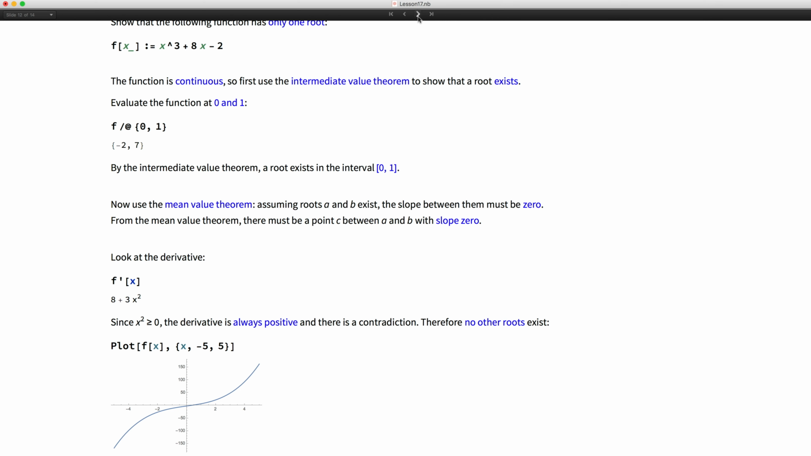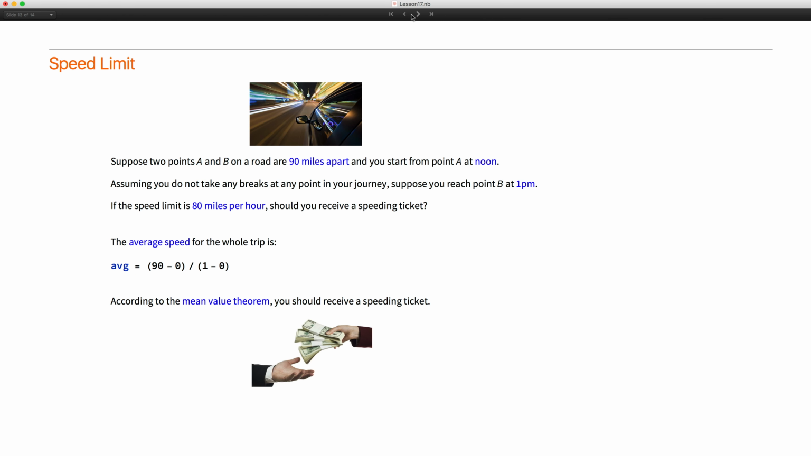Now, as an amusing application of the mean value theorem, let's talk about speed limits. Suppose you have two points A and B on a road, and they are 90 miles apart. You start from point A at noon, and suppose you don't take any breaks in your journey, and you get to point B at 1 o'clock. The speed limit in that area says that you cannot exceed 80 miles per hour. The question is, should you receive a speeding ticket or not?